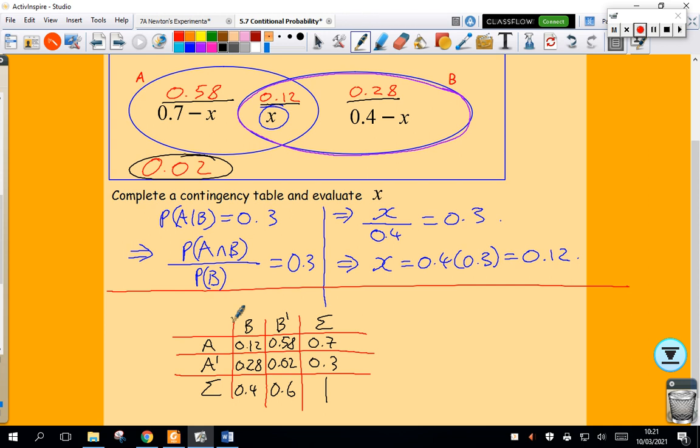We found X. X is equal to 0.12, and that represents the probability of A and B. Okay, and so conditional probability, getting used to these different types of problems.